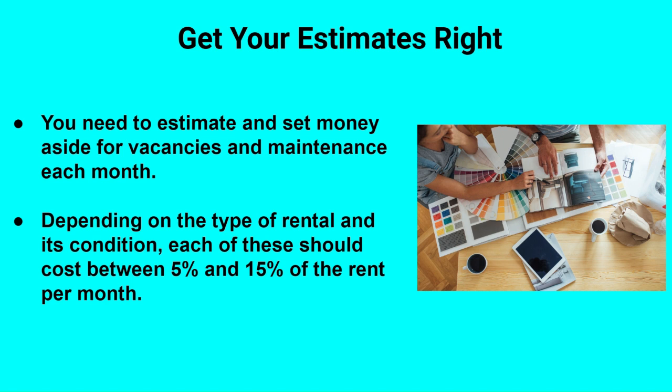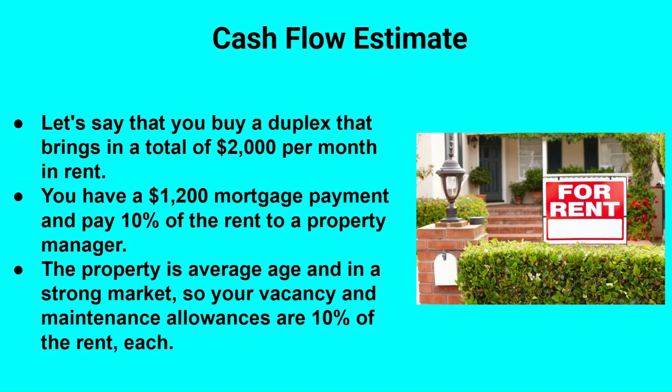So the exact amount you should set aside depends on what type the rental is and its condition. As a general rule of thumb, the range is 5 to 15% of the rent each month for each of those, so for vacancies and for maintenance. If you think about maintenance, 5% might be appropriate for a brand new house. 15% might be more appropriate for something that's 70 years old and has things going wrong a lot. So for simplicity's sake, for the average rental property, say 10% for vacancies, 10% for maintenance should be a good amount.